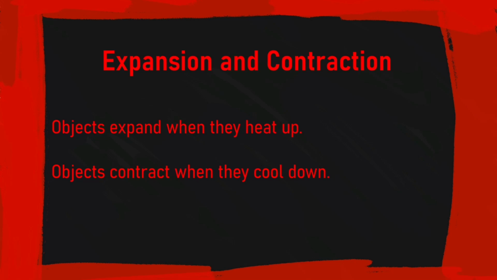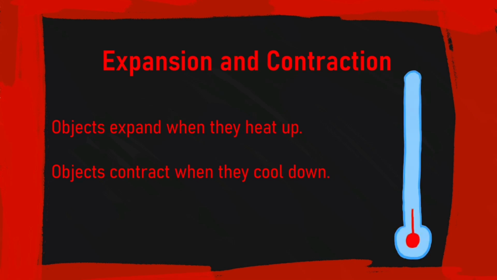An example of this is a thermometer. A thermometer is a closed tube of glass with liquid inside. When the liquid gets hotter, it expands, and it is pushed up the tube. When the liquid gets colder, it contracts and goes back down the tube. There is more about thermometers in the video on temperature and temperature scales.